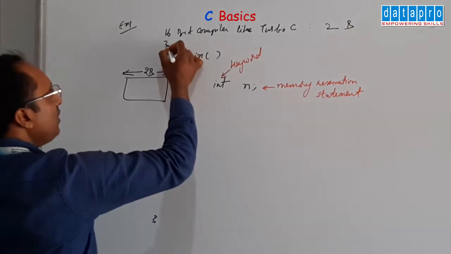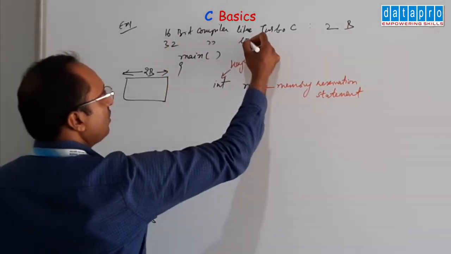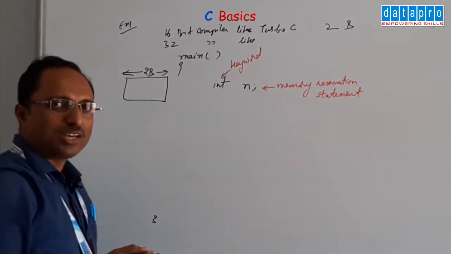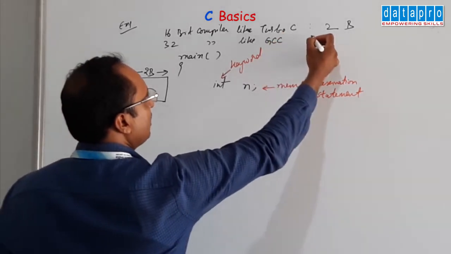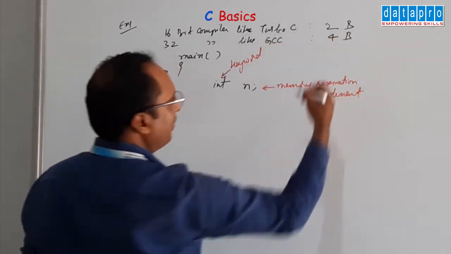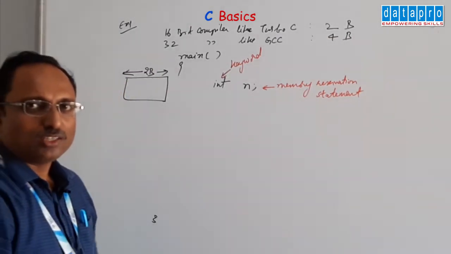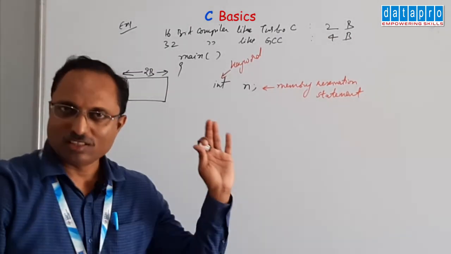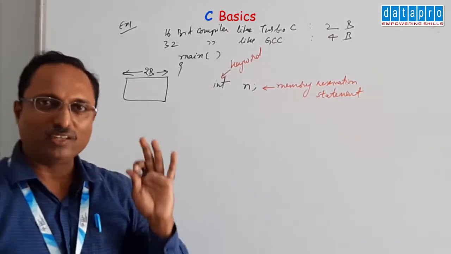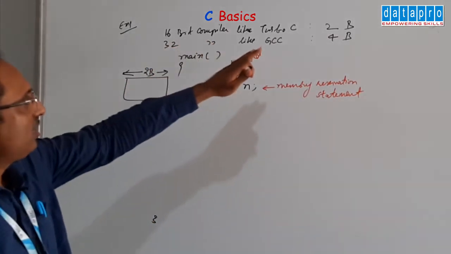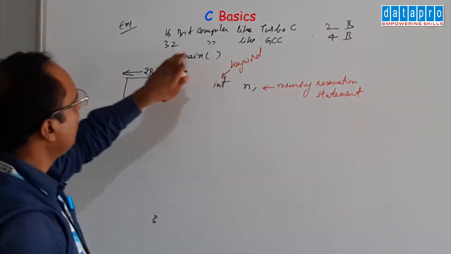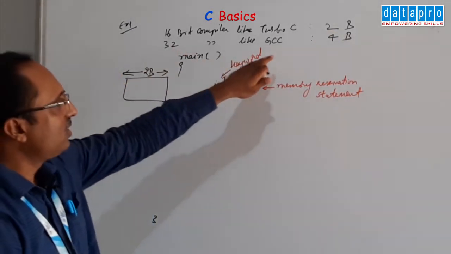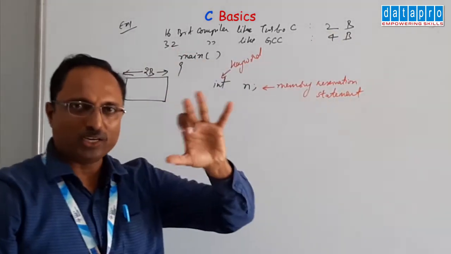With the 32-bit compiler, or Windows-based or Linux-based compiler, like GCC, the integer occupies 4 bytes. Please remember that point. Several times in our course, this point is required. On a 16-bit compiler, like Turbo C, an old compiler, it is 2 bytes. On all modern compilers, an integer occupies 4 bytes of memory.